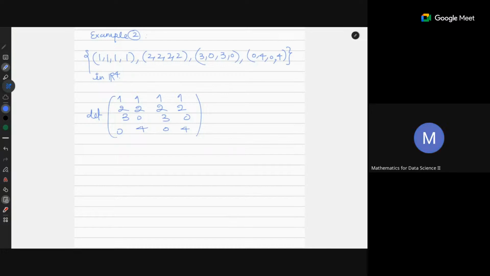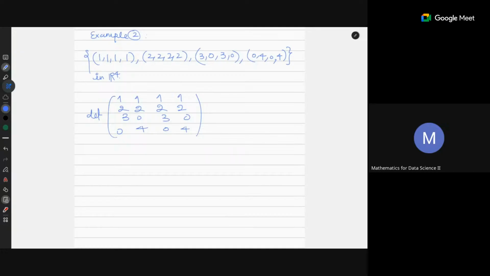Sir, in order to find the determinant, if we write the vectors column-wise, is there any problem? No problem, because the determinant of A and the determinant of A transpose are the same. So there is no problem.